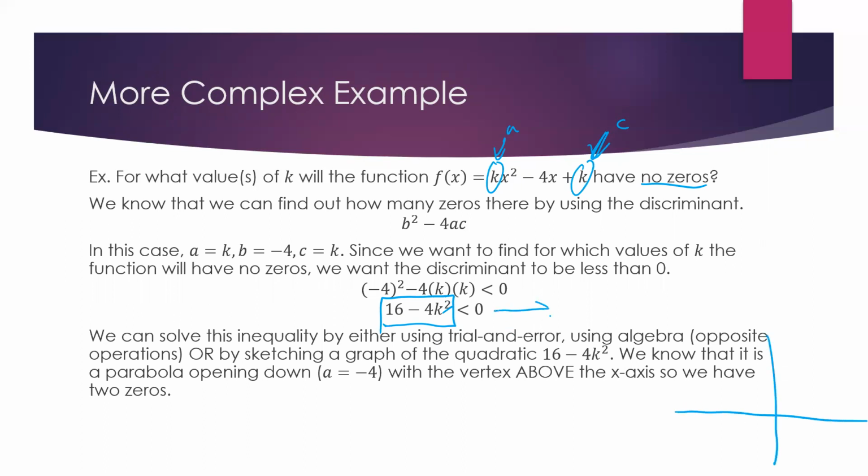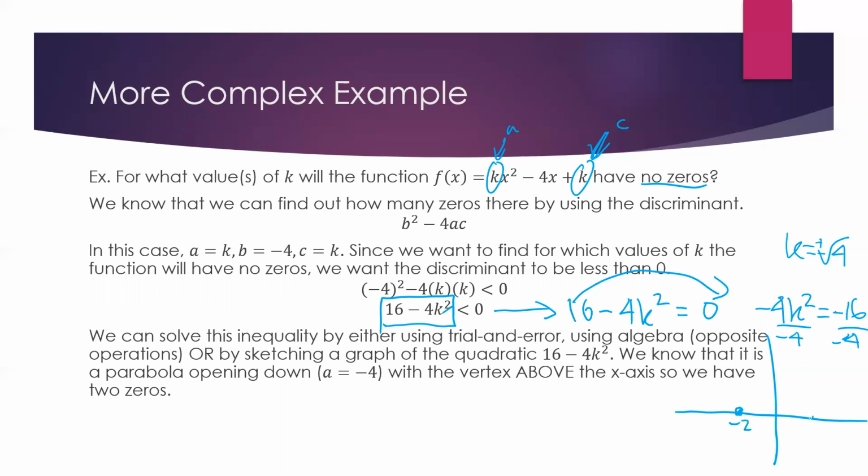Well, I know that 16 minus 4k squared will be equal to 0 when I bring the 16 over, and I get -4k squared is equal to -16. I divide by -4, divide by -4. And I know I'm going really fast, guys. I apologize for this, but I just want to make sure I get this done. So, square root of 4. I have positive and negative square root of 4, which means I have two zeros, one at negative 2 and one at positive 2.